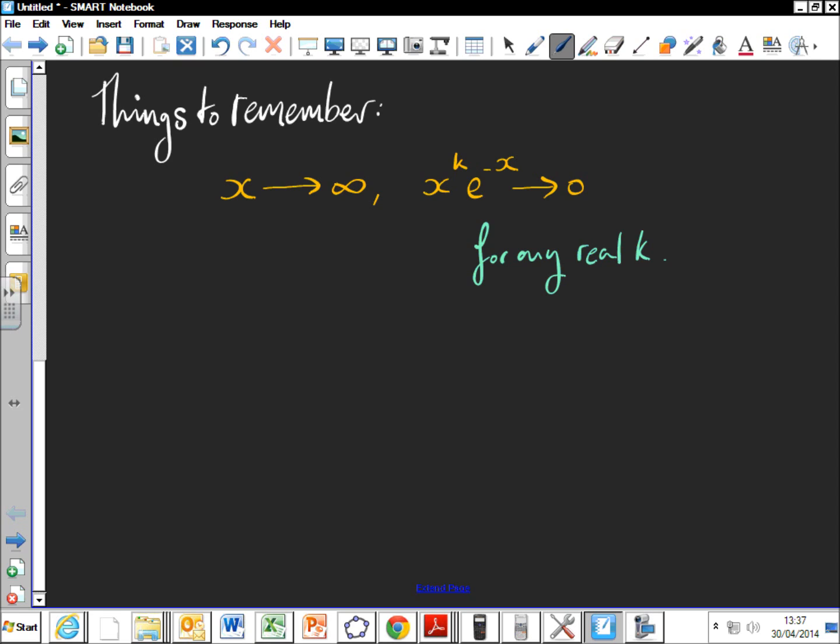So if you ever see, when you do your integration, one of the terms in your integration is x to the power of something, e to the power of minus x, and you're trying to work out what happens when x gets very big, that particular thing gets very small.